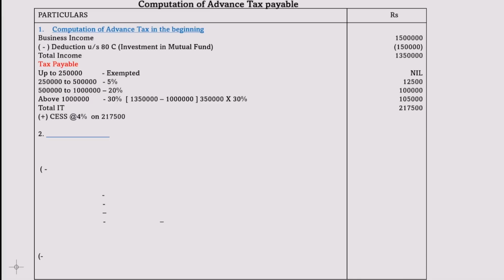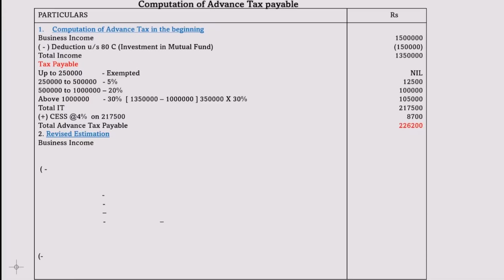So plus cess at 4%, 2,17,500 into 4% is 8,700. So add these two, 2,17,500 plus 8,700, the total advance tax payable is 2,26,200. As I explained in the question, the first two installments are paid on this amount, 2,26,200. Now we need to calculate the revised estimation of income.